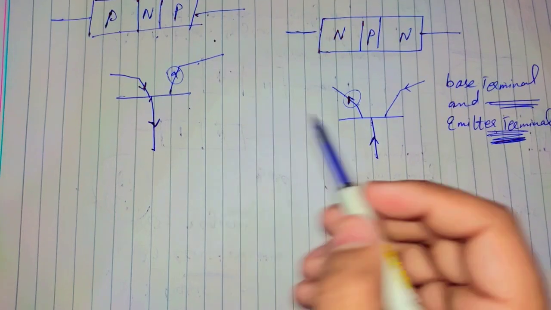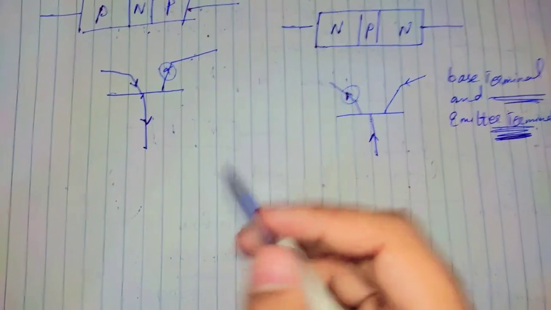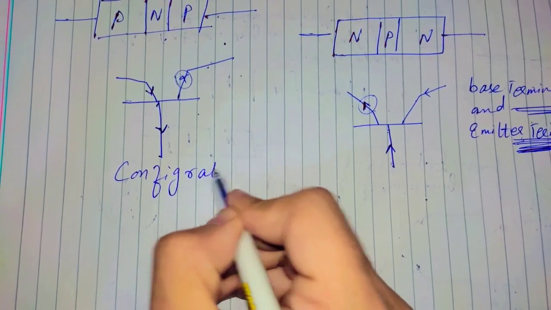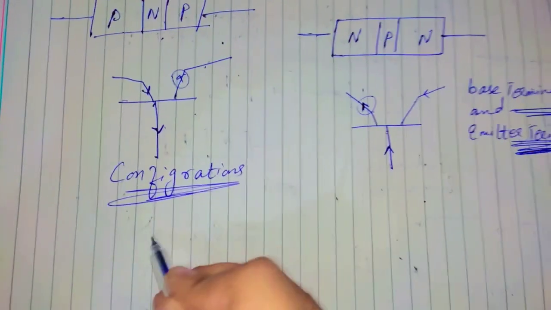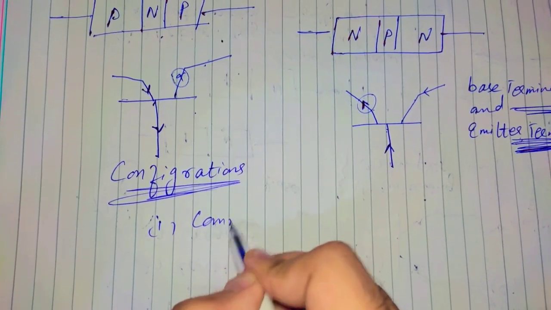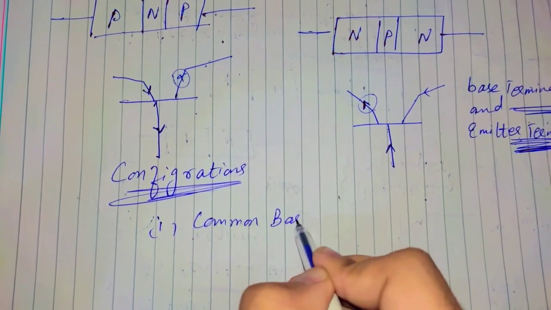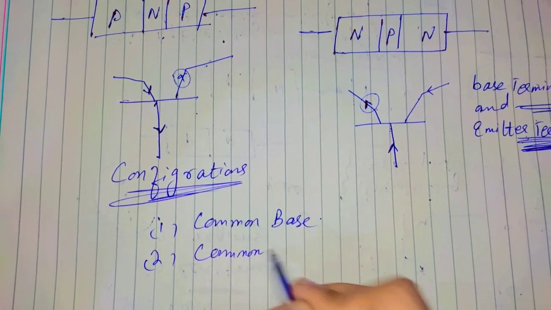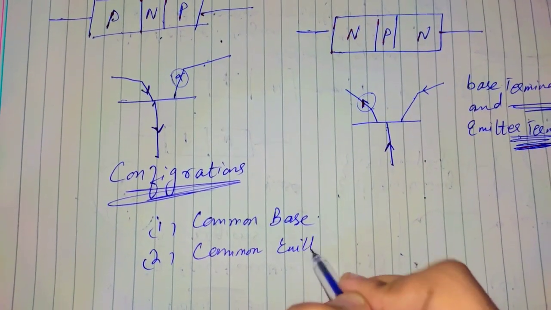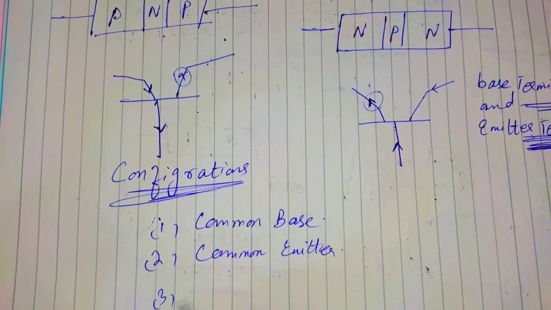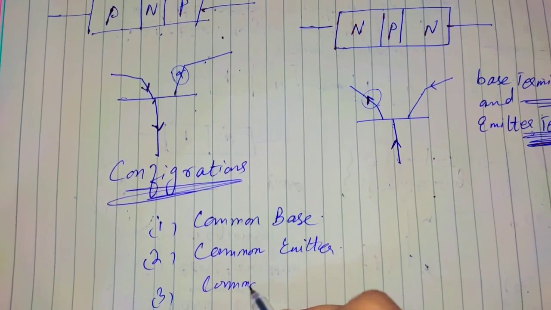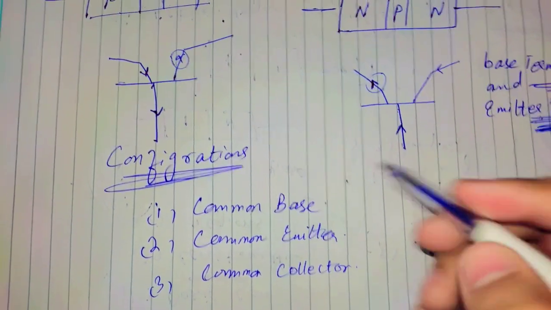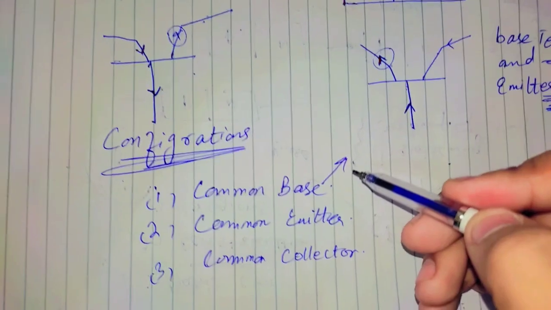After this we have the basic configurations of a bipolar junction transistor. The first one is common base configuration, the second one is common emitter configuration, and the third one is common collector. What is the common base configuration?